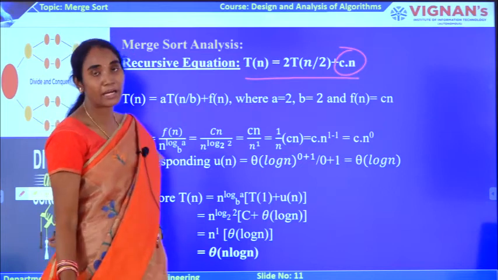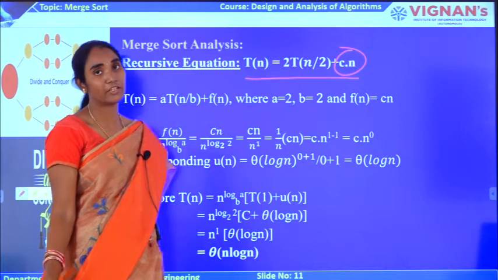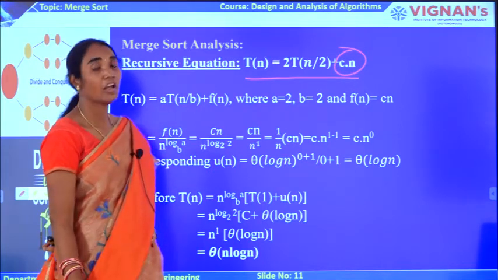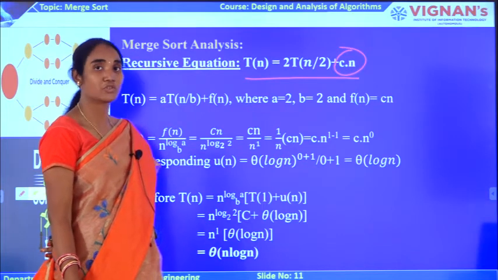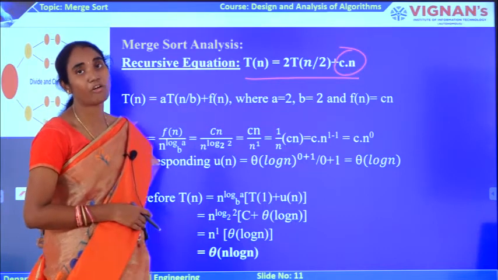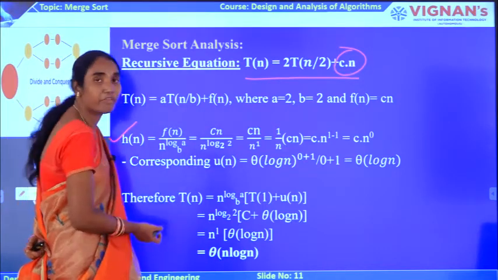Now we are going to compare with the recurrence relation T of n equals aT of n by b plus f of n. Here the a value is 2, the b value is 2, and the f of n value is Cn. Now what is the next thing? We need to find the h of n value. h of n can be found using f of n by n to the power of log a to the base b, using Master's theorem. Now which is Cn by n to the power of log 2 to the base 2.